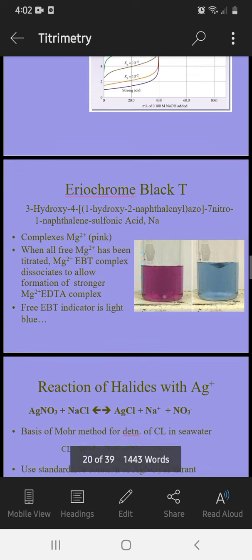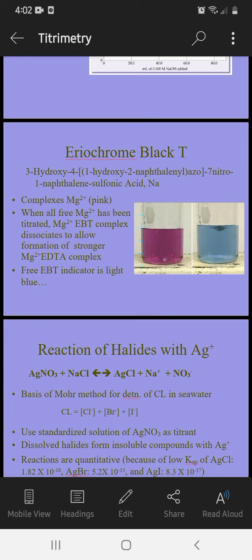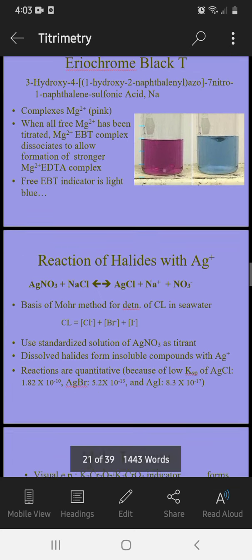Eriochrome Black T, 3-hydroxy-4-(1-hydroxy-2-naphthylazo)-7-nitro-1-naphthalene sulfonic acid sodium salt, complexes Mg2+ to give pink. When all free Mg2+ has been titrated, the Mg2+-EBT complex dissociates to allow formation of the stronger Mg2+-EDTA complex. Free EBT indicator is light blue.